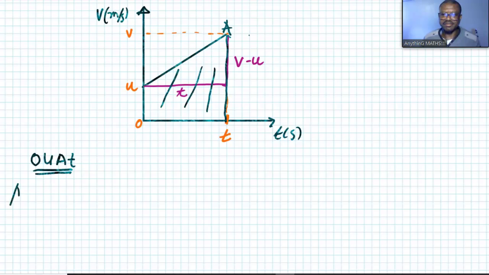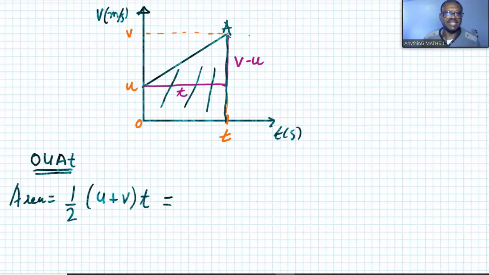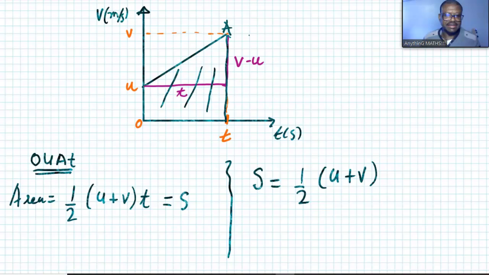So the area is going to be half times u plus v times the height. And we know, as far as the velocity time graph is concerned, the area under the graph is displacement or distance covered. So it's going to be S. And as a result, we can confidently write S is half times u plus v times t.